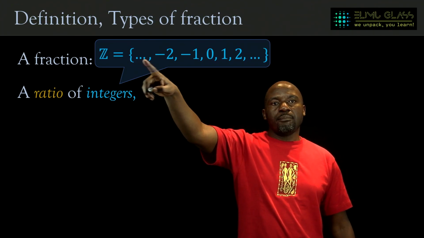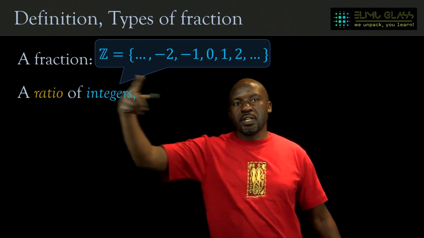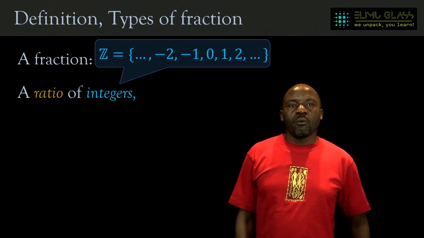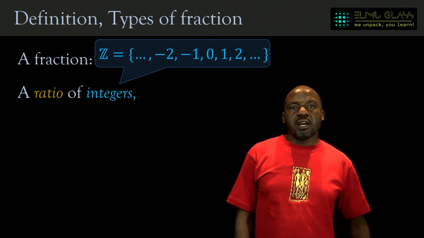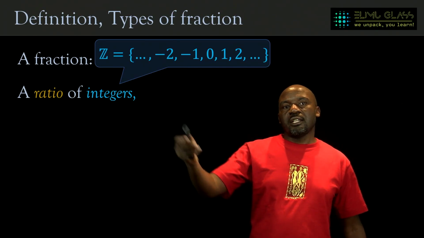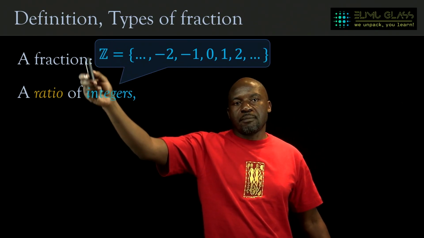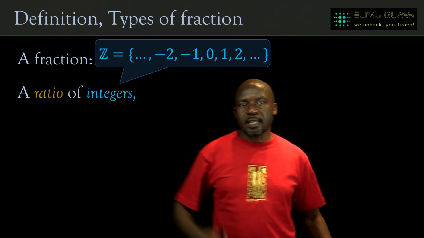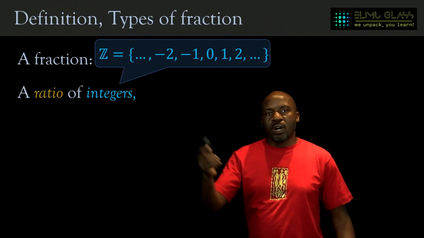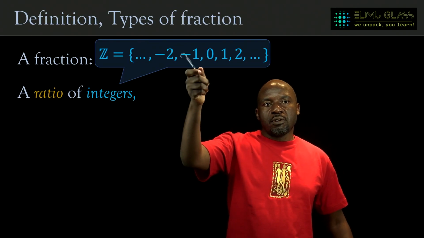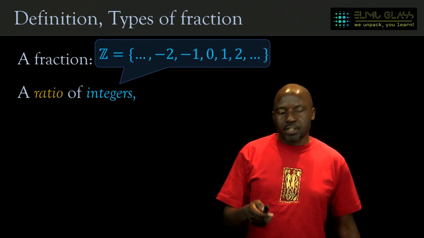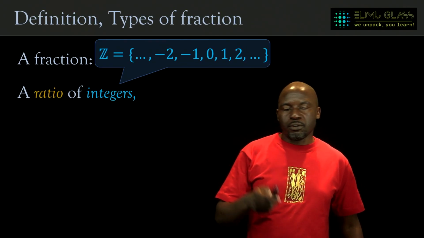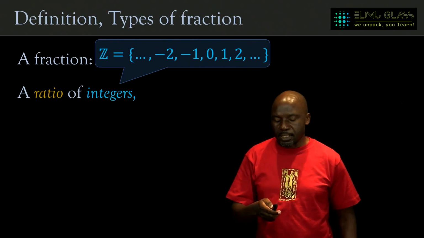The dotted line implies that this continues to infinity, and this side also continues to infinity. So complete numbers, whether positive or negative, are referred to as integers, and the set symbol for numbers that fall under integers is this Z with 2 lines at the center, as you can see there. So a ratio of 2 of these integers is referred to as a fraction, provided that 0 is not one of those integers.